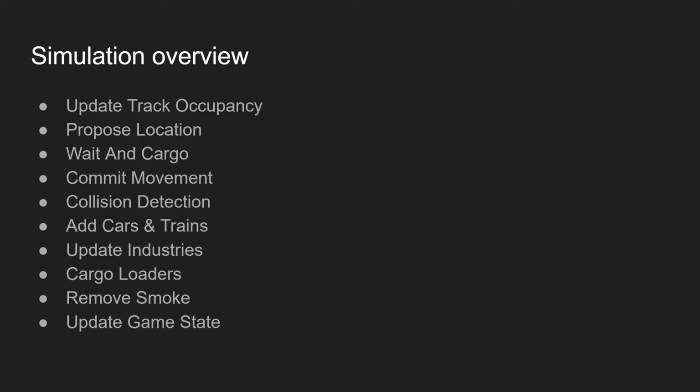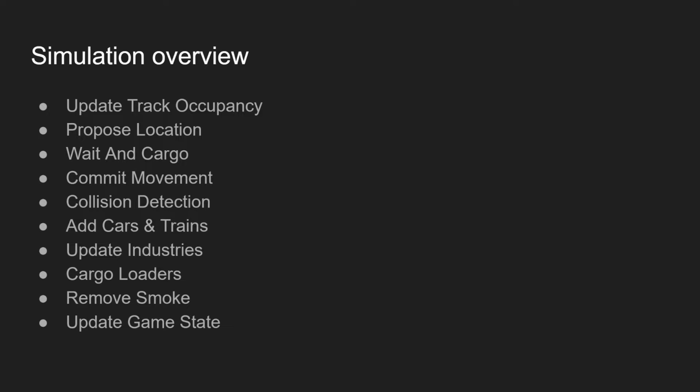Then, trains that are waiting at a signal resolve their loading and whether they can enter through the signal. Based on those results, trains will commit their movement steps, and that means that if a train's movement was valid, the proposed location is then turned into the actual location. Collision detection is then done between the trains to check if anything hit anything else. And then I add any new trains and cars to trains as they're coming out of the depots.